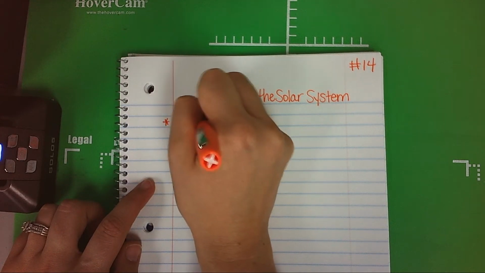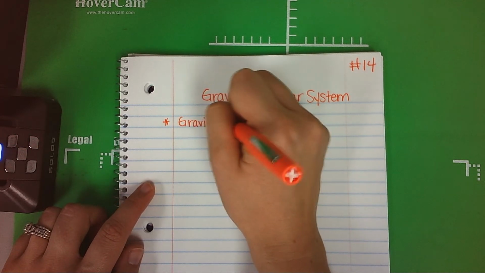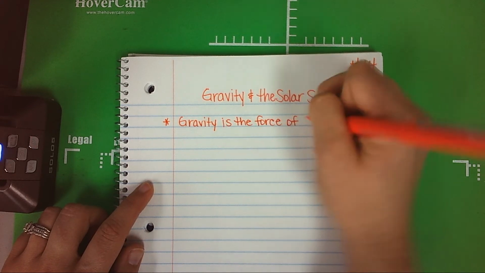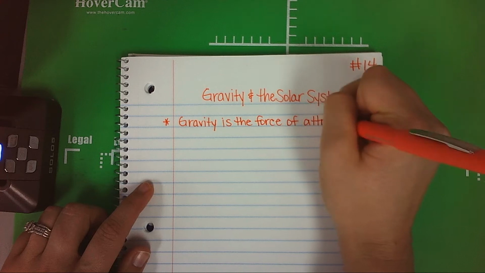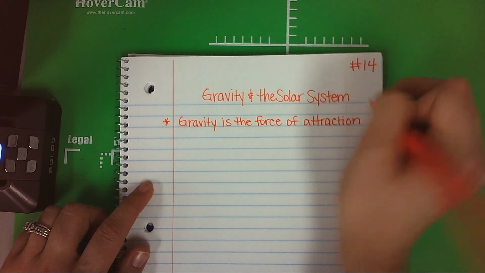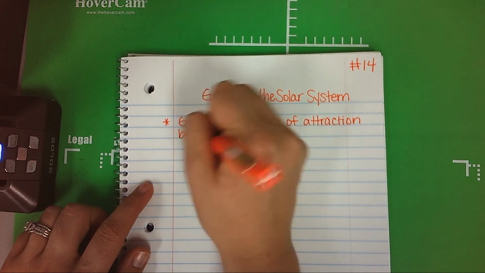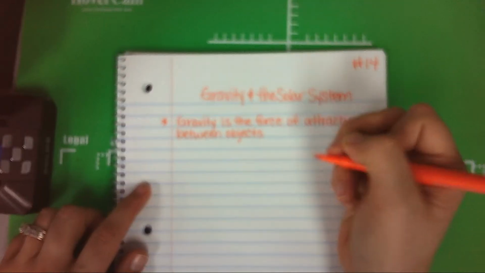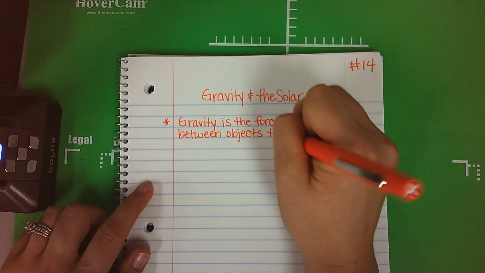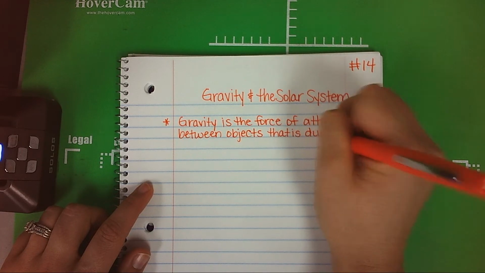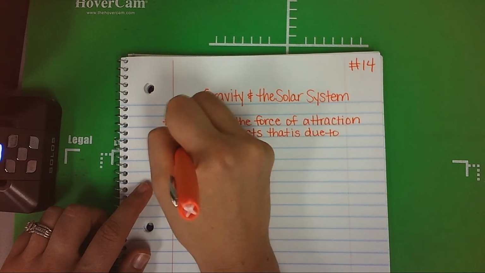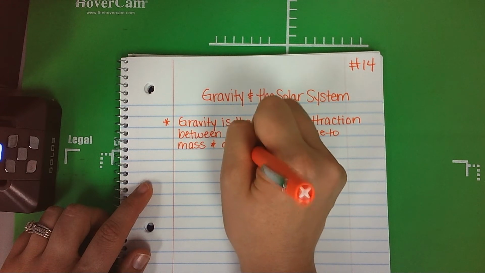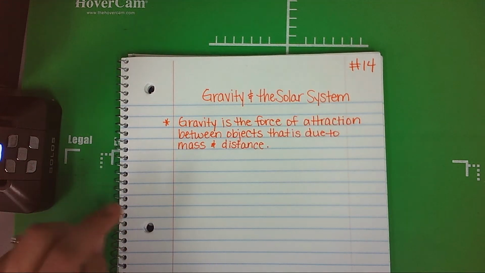So gravity is the force of attraction between objects that is due to mass and distance. Super important to look at that relationship between mass and distance.